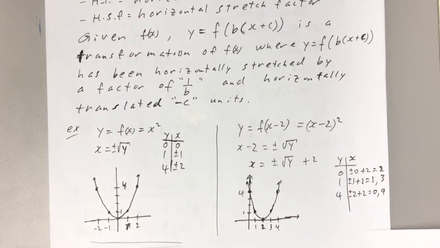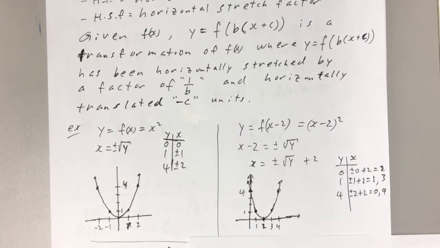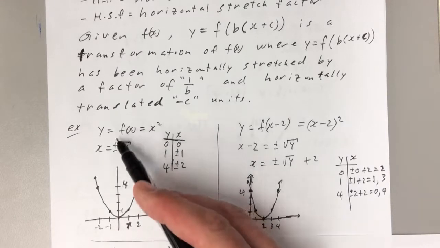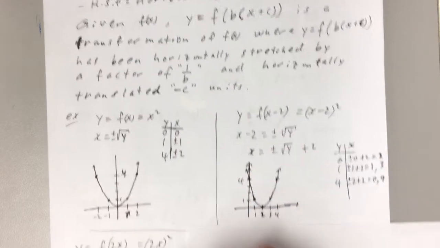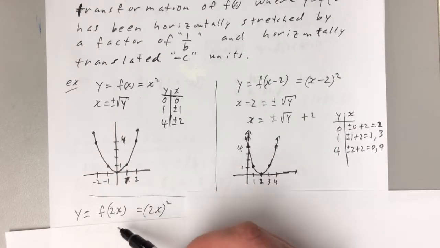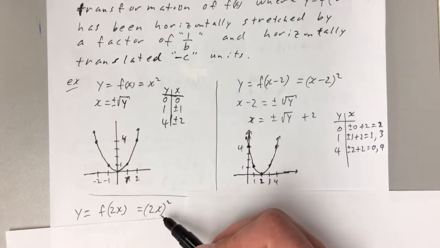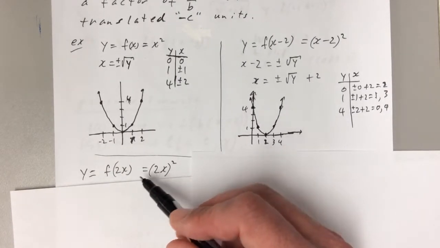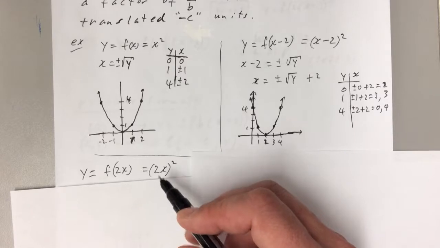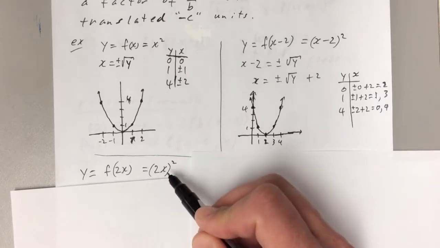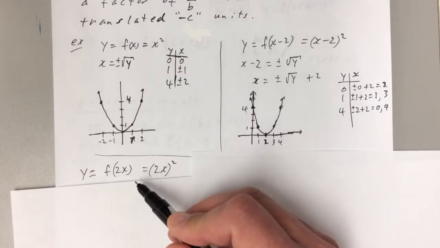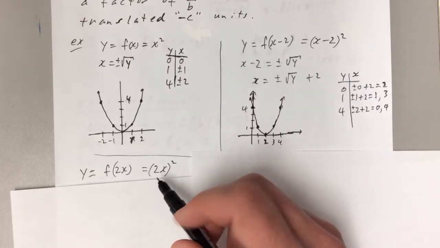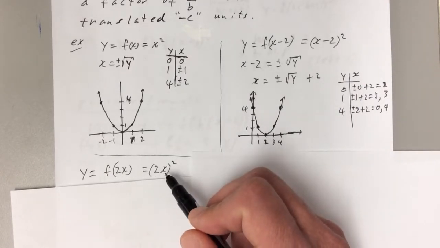Now what happens when we put the number inside as 2x? Well, that's just 2x squared. So that's just 2x squared. And the effect of this, well, we've never really graphed this before. We usually just square the 2 and it becomes 4x squared, and we have a vertical stretch of 4. But what happens when we look at it this way?